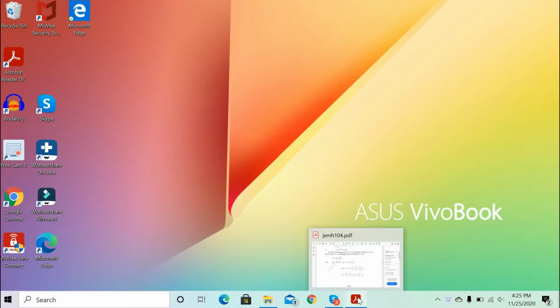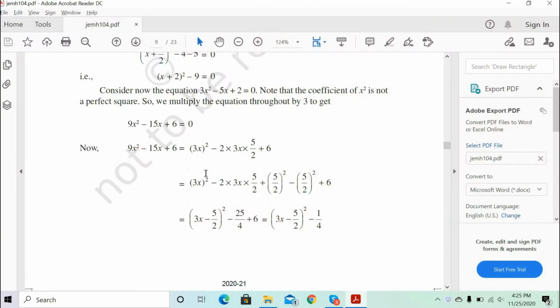Okay guys, let's start with the quadratic equation. I'll open the chapter of quadratic equations from the NCERT class 10 CBSE. Now I have the quadratic equation 9x square minus 15x plus 6 equal to 0. We'll try to solve this equation using completing the square. Here we have solved it using completing the square. Now, the 9x square minus 15x plus 6, we need to express in the form of a minus b whole square.